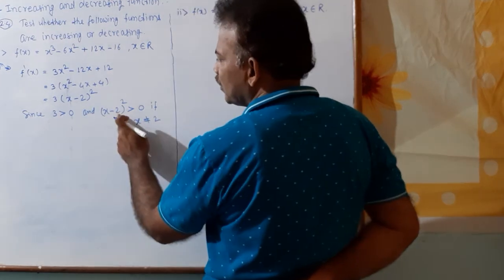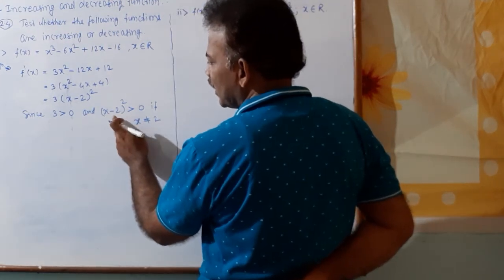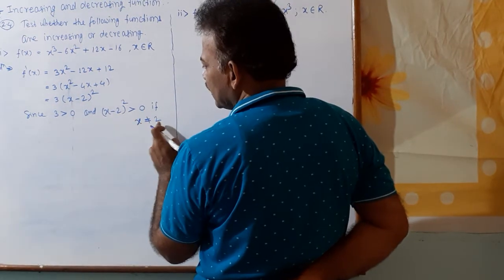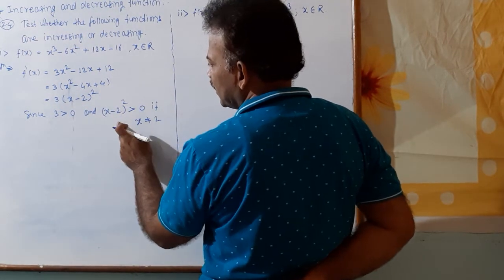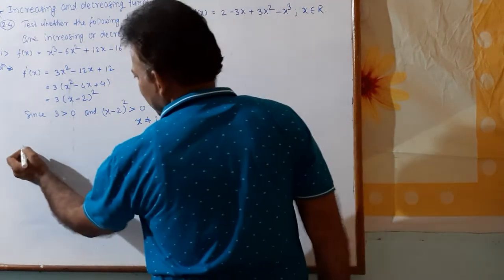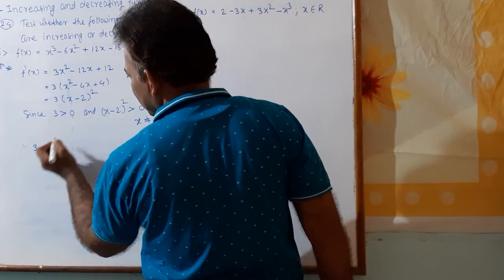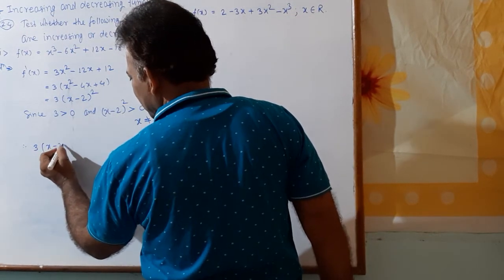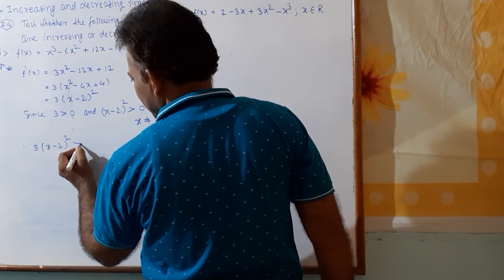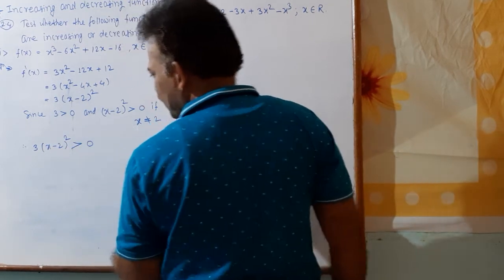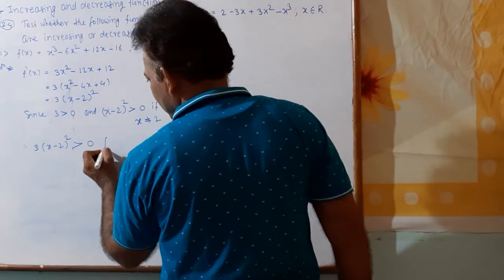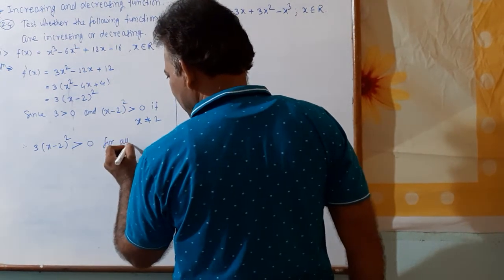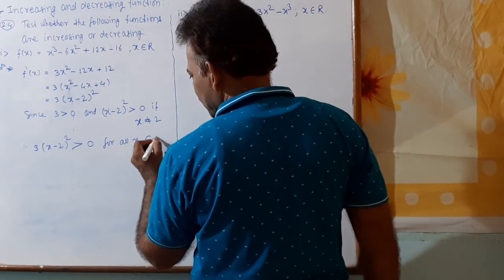If we take x equal to 2, we get 0 here, so we can't write greater than 0. So when x is not equal to 2, this bracket square, (x minus 2) square, is always greater than 0. And therefore we can write the right side, 3 into (x minus 2) square, which is positive, greater than 0, right? For all x belongs to R.